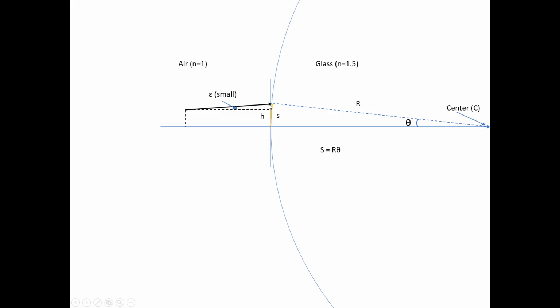Now the interesting thing is, because I said we can ignore the small gap because the angle is very small, the vertical height H and the curved arc S almost have the same lengths. So from S equals R theta, in the paraxial approximation we can say H equals S. So H equals R theta.